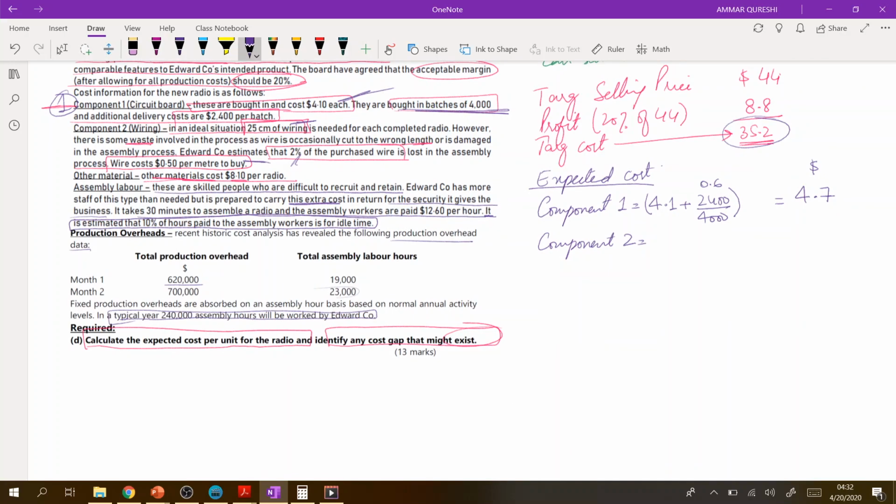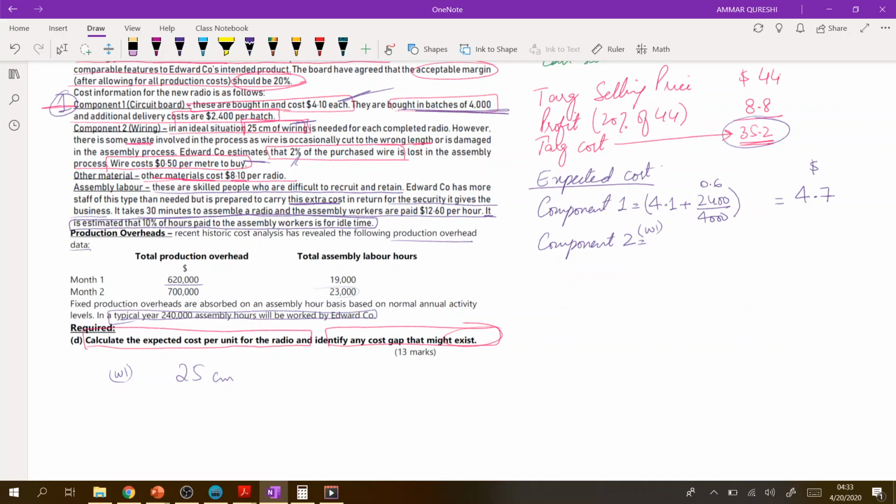So 25 centimeters, I'm doing some working here. 25 centimeters is the normal requirement, but there is a 2% normal loss, a cutting loss. How can you adjust this? There are a lot of students who think that we have to add 2% of 25 centimeters. That means students normally think let's take 102% of this 25 centimeters. Trust me, it's absolutely wrong. Don't do this.